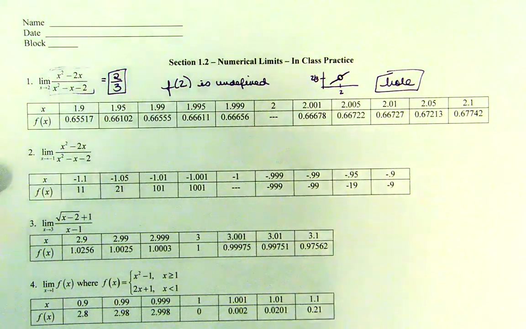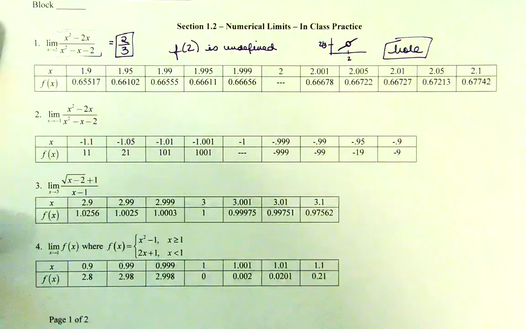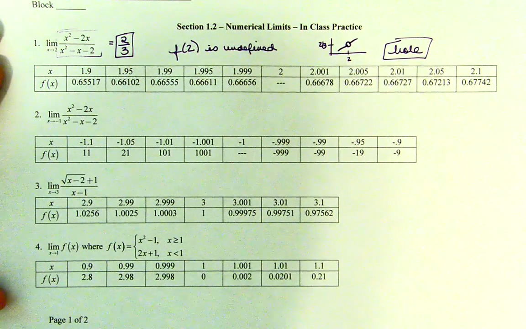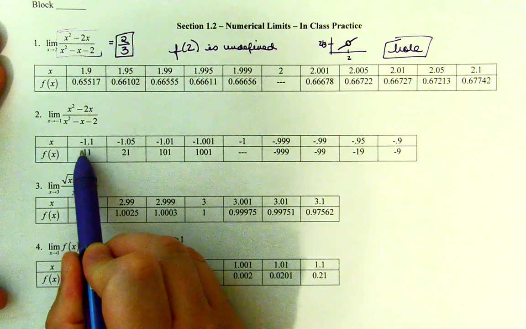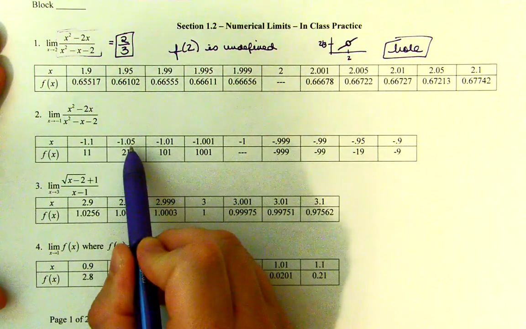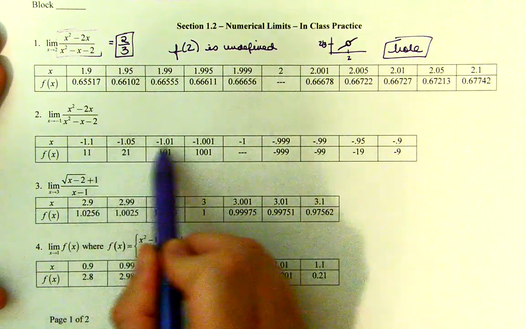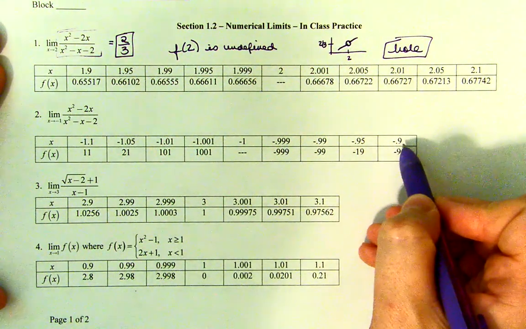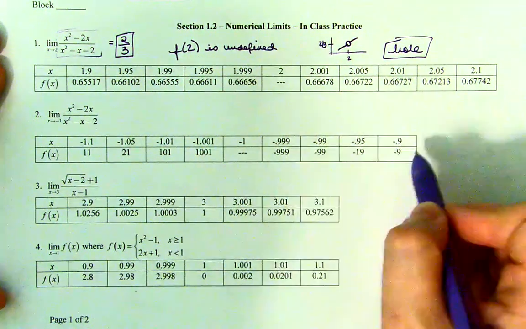Let's take a look at number 2. I want to find the limit as x approaches -1 of, looks like, the exact same function I had in the first one. So I'm going to plug in values that are to the left of -1: -1.1, then -1.05, -1.01, -1.001, again getting closer and closer to -1. And same on the right, I'm going to start at -0.9 and then plug in values getting closer and closer to -1 from that direction.